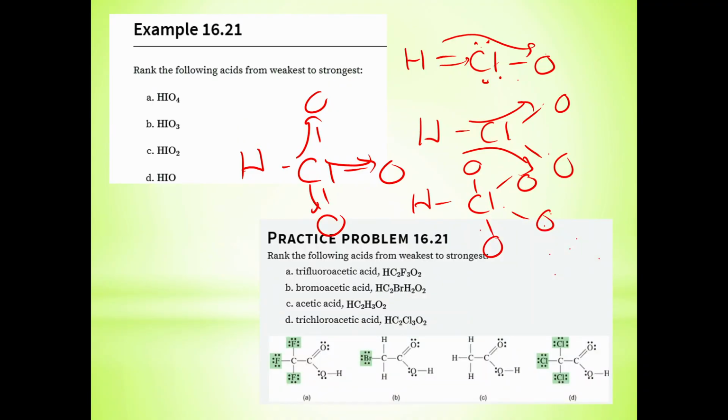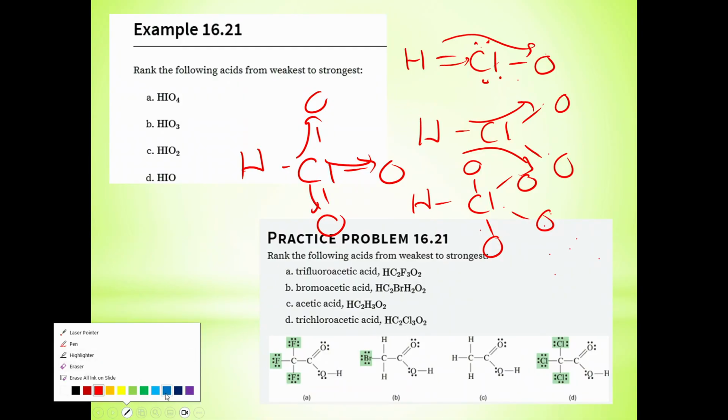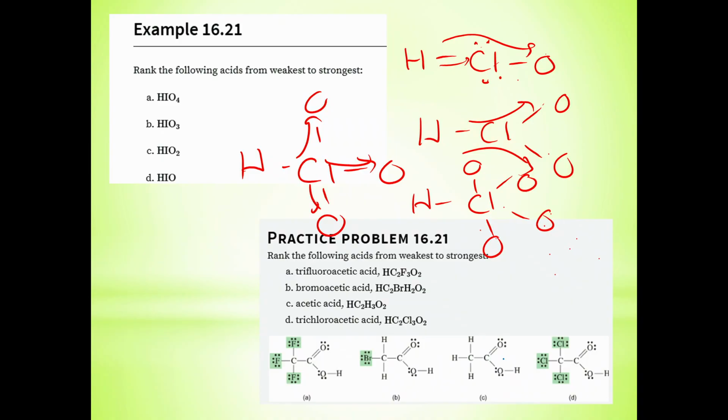Now, if I'm looking at a mixture of things, the weakest one here is going to be the one that doesn't have a halogen attached, because the only things pulling on those are the oxygens. So this one's going to be the weakest. Now, B only has one halogen attached. So that's pulling, yes, but it's not pulling as strong. So from weakest to strongest, that's number 1. That one would be number 2.